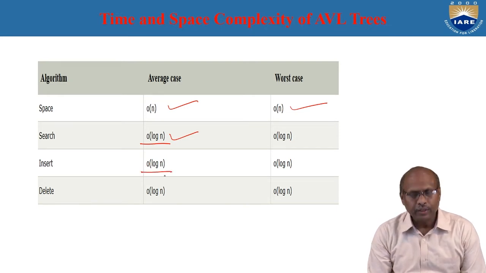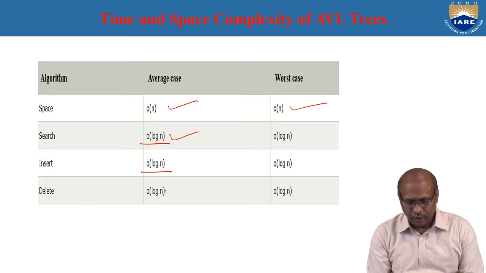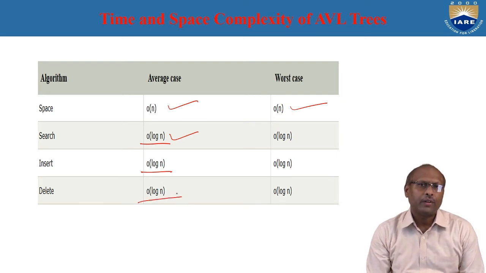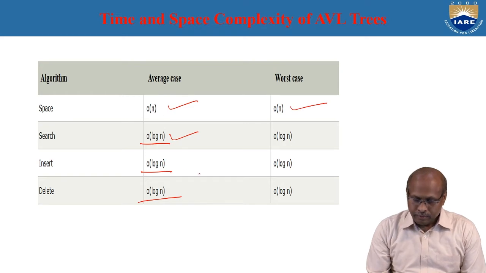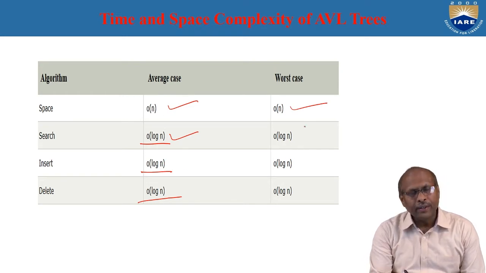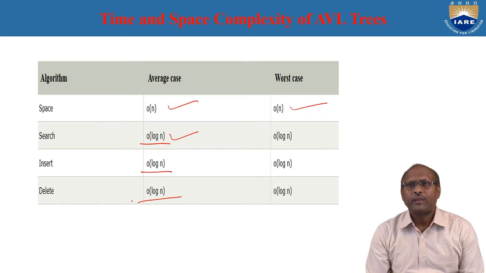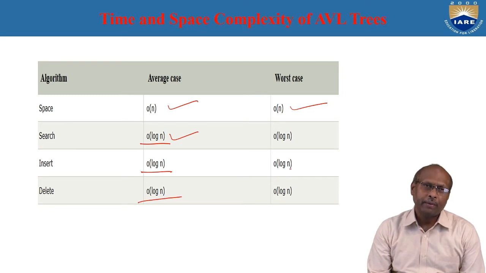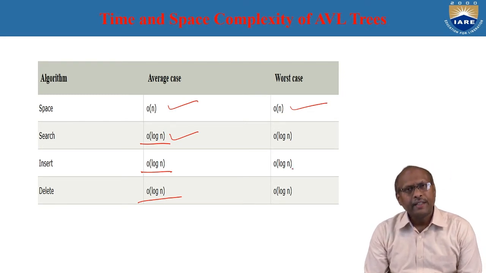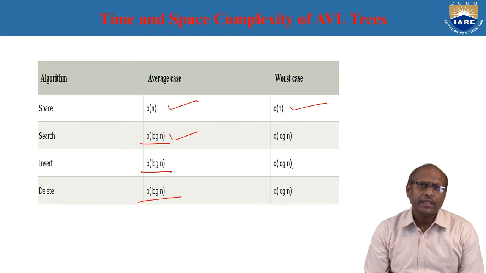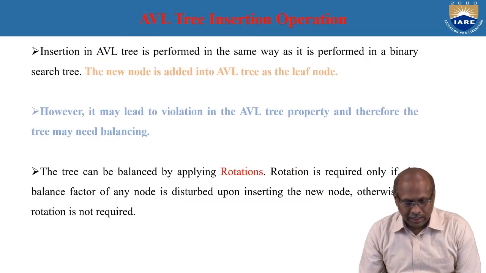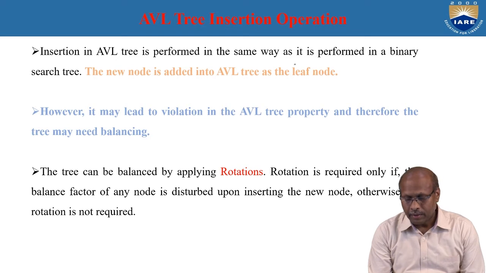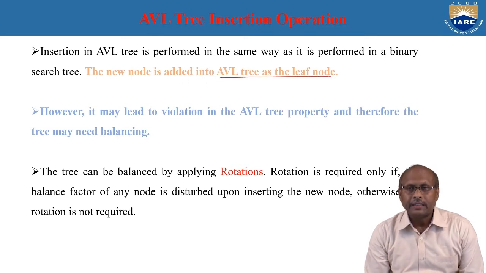Similarly, while inserting also, it takes order of log n. Similarly, deletion is also order of log n. So in the average case as well as the worst case, every operation in an AVL tree takes order of log n time. So this is a perfect tree for organizing data in a binary tree form. The AVL tree is also a binary tree, the AVL tree is a binary search tree, and the AVL tree is also a height balanced tree. The insertion in an AVL tree you can perform in the same way as in a binary search tree. The node is added into the AVL tree as a leaf node.